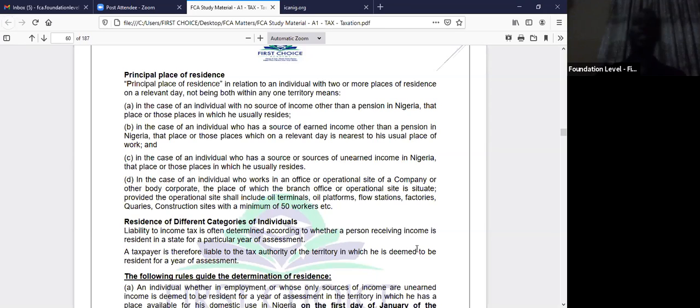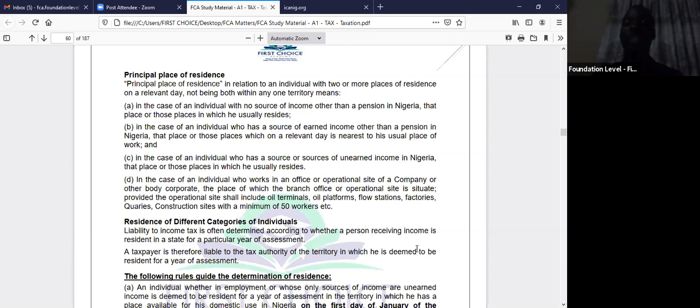So we're going to look at how we can determine principal place of residence. Because if we just say one place of residence, there will be no confusion. But now you have more than one place of residence, there's going to be confusion. So we need to know the principal place of residence. For an individual that has no income except pension, the principal place of residence is the place he stays the most. That is where they say he usually resides.